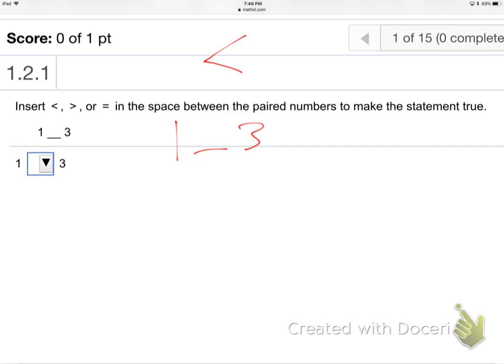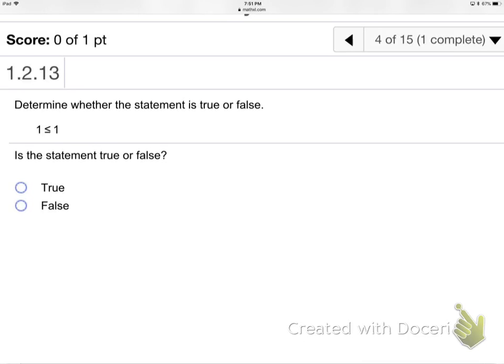So remember, the symbol has a wide side. The bigger thing goes on the wide side. The smaller thing goes on the small side, right? So it's going to go that way, right? And that's it. That's all we got. So you would select that multiple choice. I'll show you what it looks like. So that's our answer.